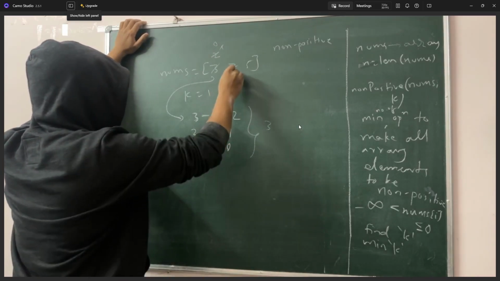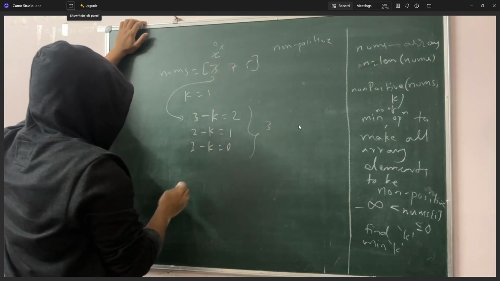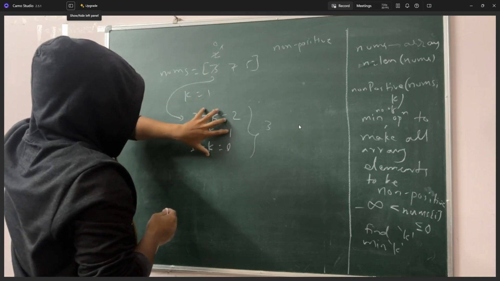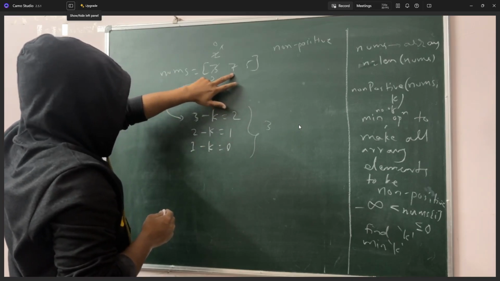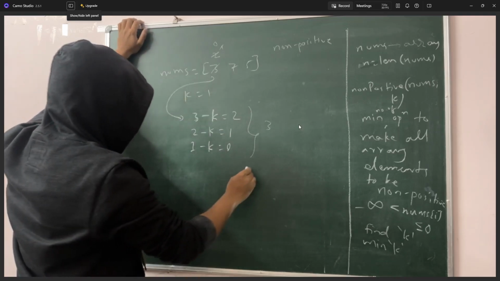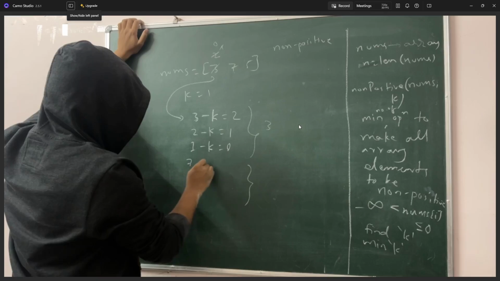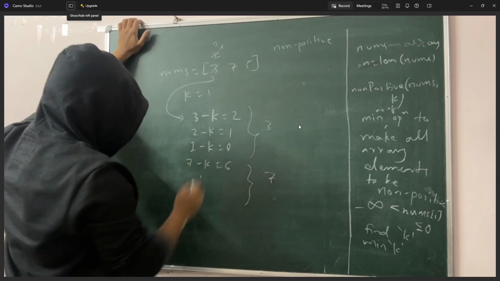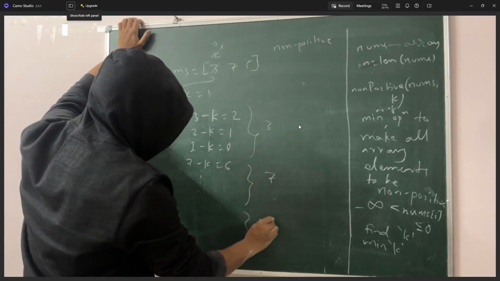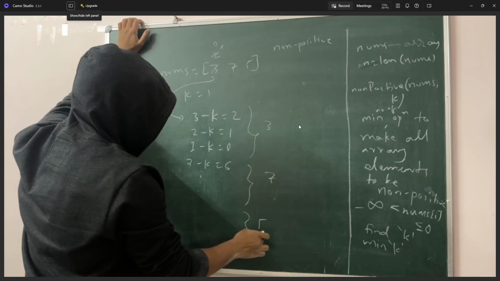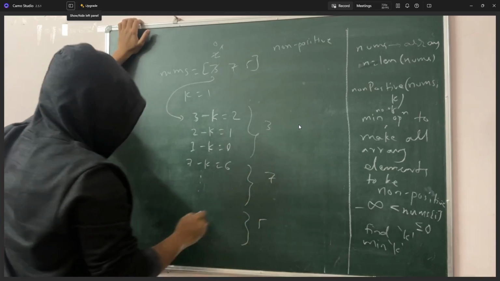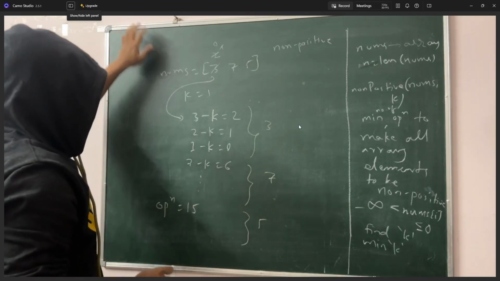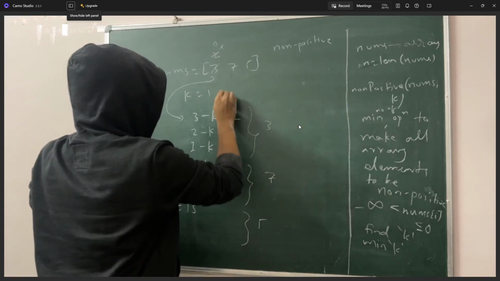Now do the same with 7 as well. For 3, when k was 1, you made 3 operations. In the same way, it is 7 and your k is 1, so you will be doing 7 operations in total. In the same way with 5, you will be doing 5 operations. So in total, how many operations have you done? 15 operations.